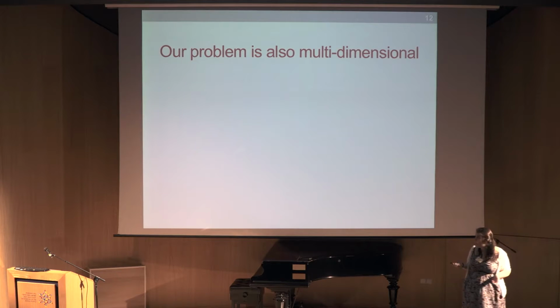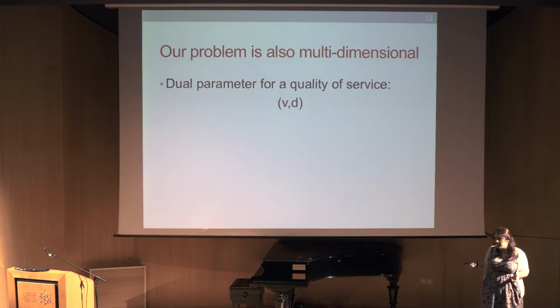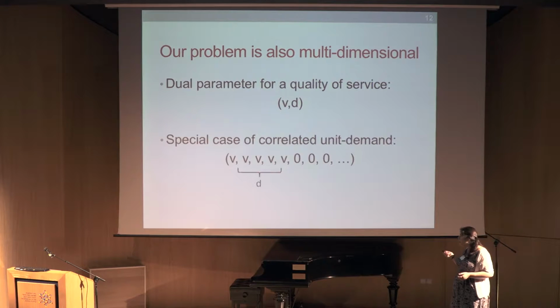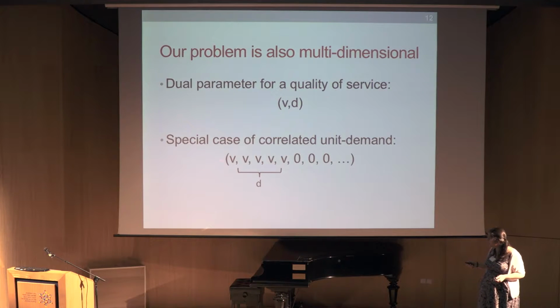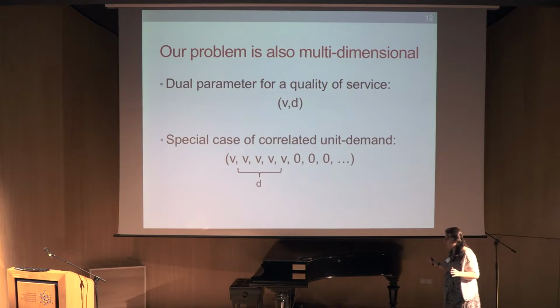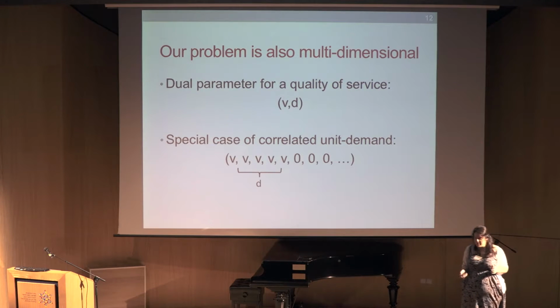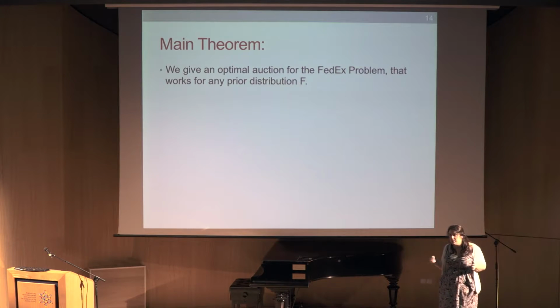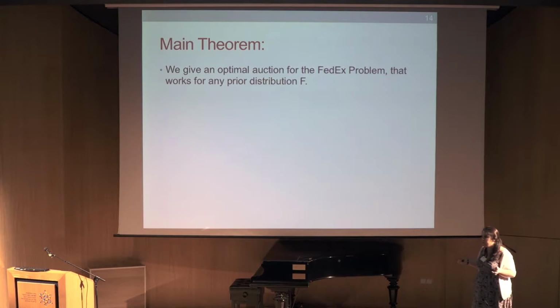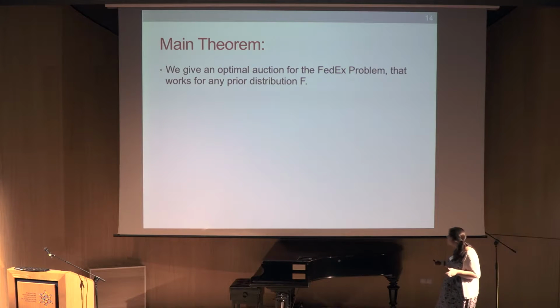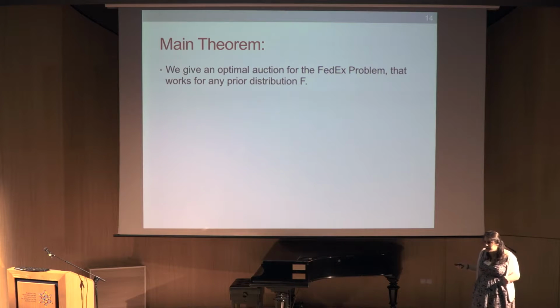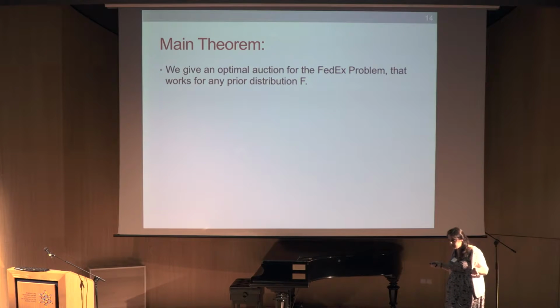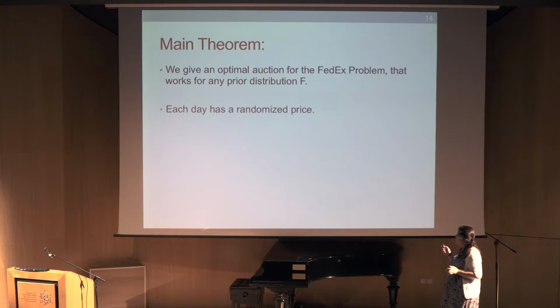And our problem is also multidimensional, partially because you can view it as this dual parameter problem where you have a value and a deadline, but also you can view it as a special case of correlated unit demand where your value for the first D services is V and then it's 0. And so our problem is one of the simplest possible multi-parameter problems, but it is definitely a bona fide multi-parameter problem. So what do we do? We find the optimal auction mechanism, or randomized pricing, for the unlimited supply or single bidder setting for the FedEx problem without any distributional assumptions on F aside from that it's nice and continuous. No regularity, nothing else.